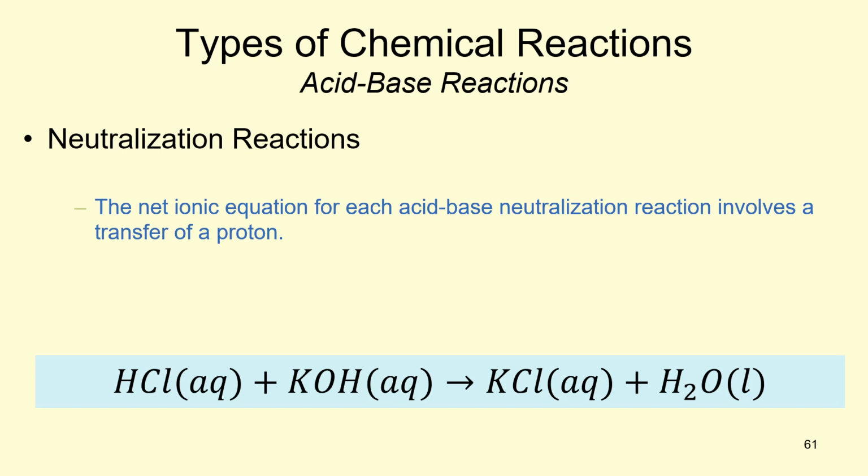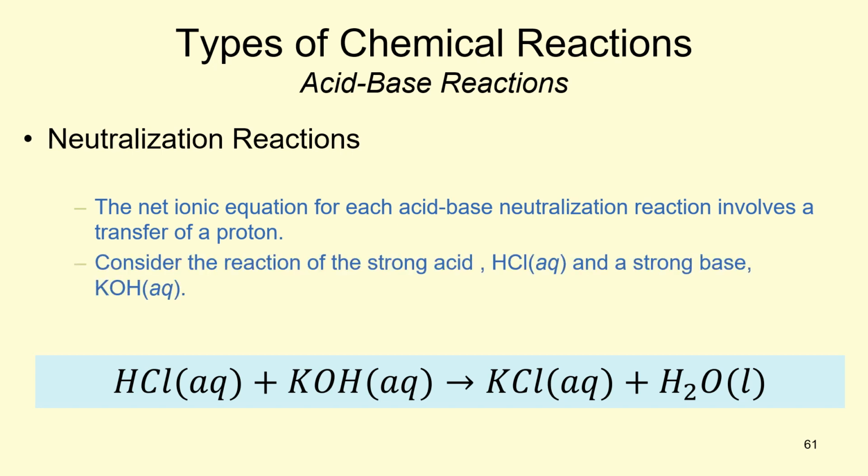And so a neutralization reaction always involves a transfer of an H plus. So if we look at this example, you can see that what's happening is the H plus leaves the HCl, it goes over here and it attaches to the OH, so that's why we get H2O. So the H plus has transferred from the acid to the base. And then we have the potassium and the chloride that make the salt.